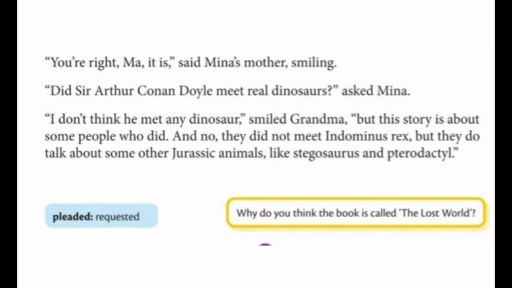See what was the answer given by the grandma? I don't think he met any dinosaurs, but this story is about some people who did. And no, they did not meet Indominus Rex, but they do talk about some other Jurassic animals. So the grandmother is telling us that the author hasn't met real dinosaurs, but in this book there are some other people who have met real dinosaurs, and it is not Indominus Rex but other Jurassic animals like Stegosaurus and pterodactyl. This is the pronunciation: Stegosaurus and pterodactyl. So in that book these two types of dinosaurs are mentioned, not Indominus Rex.